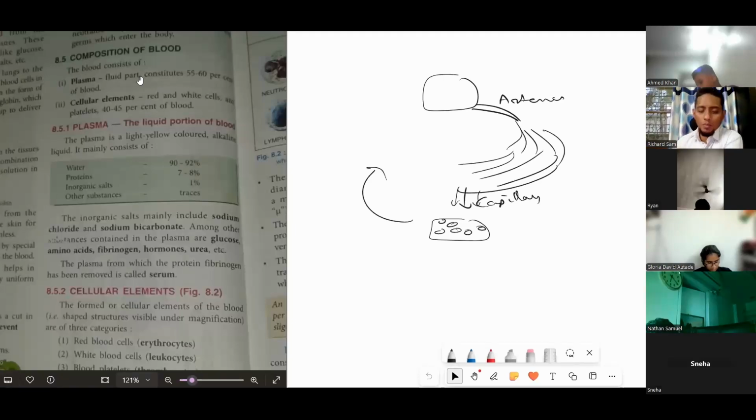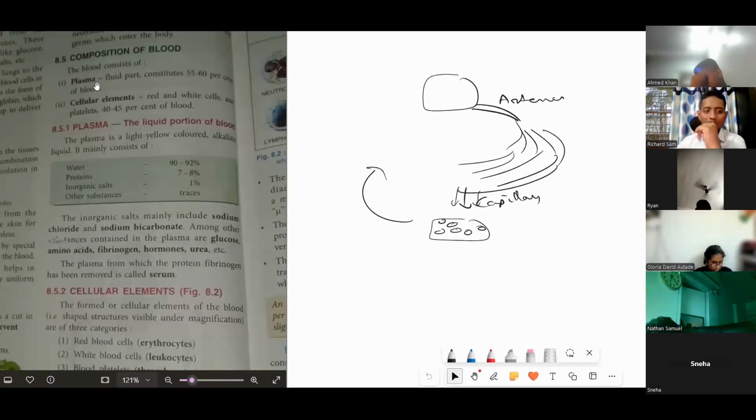So 8.5 is the composition of the blood. What is the blood made up of? So the blood has some liquid part and some solid part. The liquid part is called the plasma. It's the fluid part which has some dissolved substances also present in it. The dissolved substances are also part of the liquid, because when something is dissolved it means it's part of the liquid.